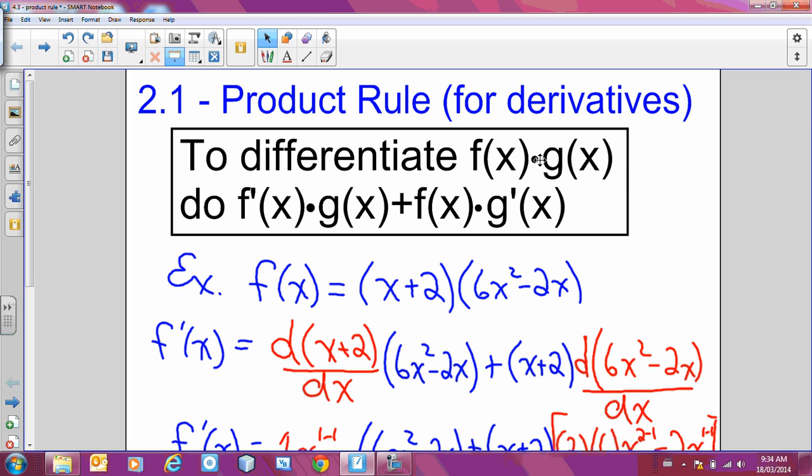Now it does turn out, I don't think we'll see any today, but if you did have a third expression times something like x minus 21, we would just continue the pattern. Derivative of the first, leave the other two alone. Plus derivative of the second, leave the other two alone. Plus derivative of the third, leave the other two alone. So that pattern does continue. Again, likely won't see any of those today.